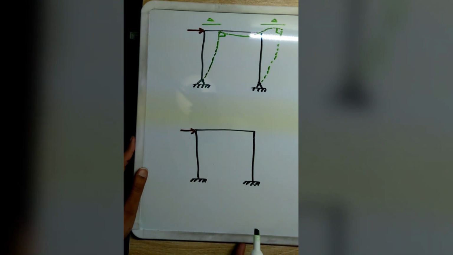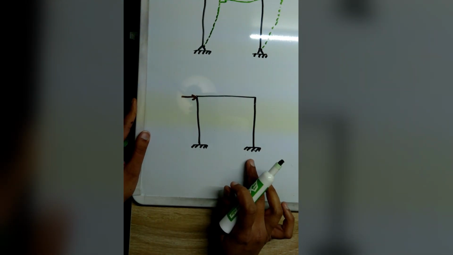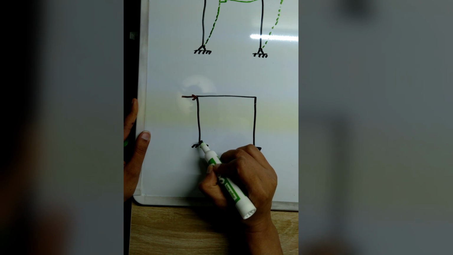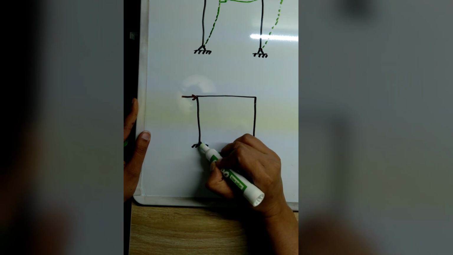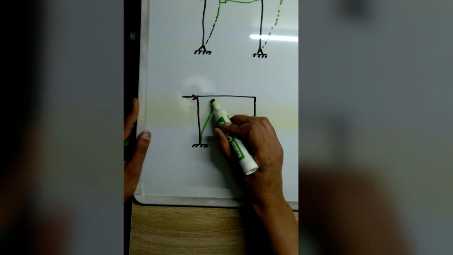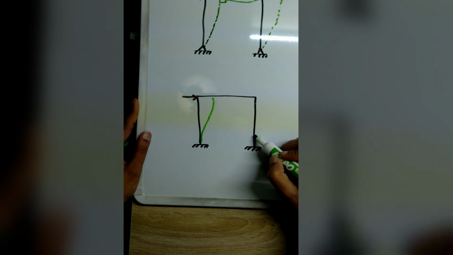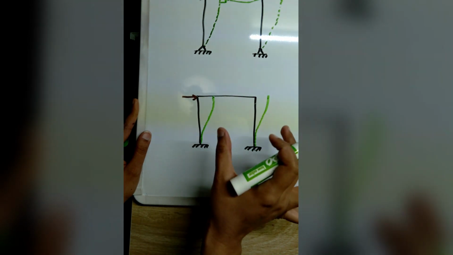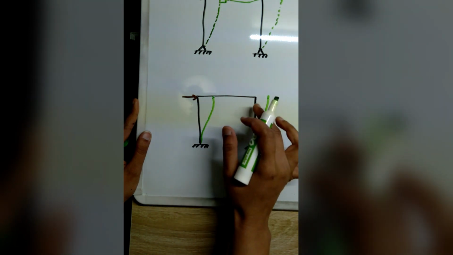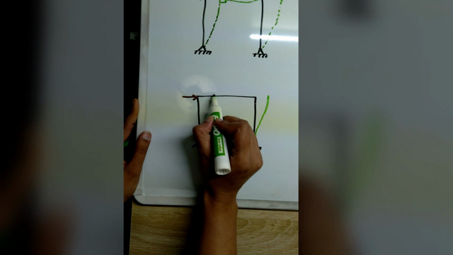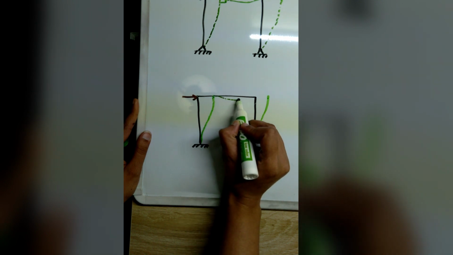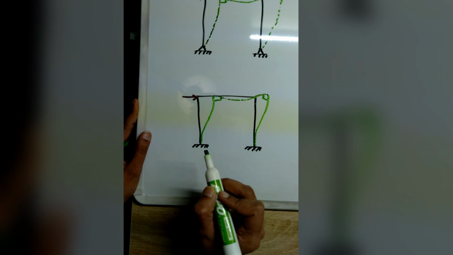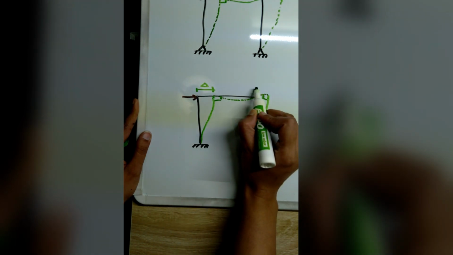And for the rigid base portal frame, the deflected shape will be like this. Due to fixity, it will be straight here, and the length of this member will be the same, and the angle between the members will also be 90 degrees. So the deflected shape will be like this. This is 90 degrees, this is 90 degrees, and the same deflection.